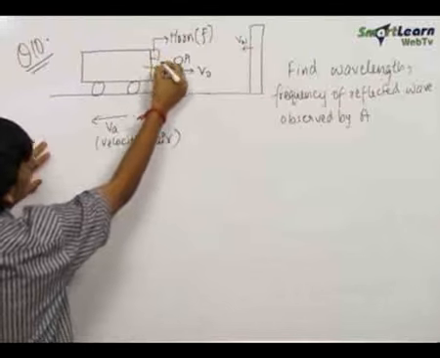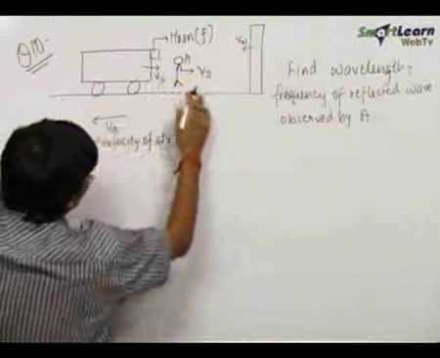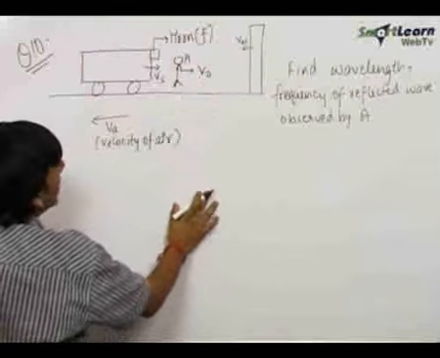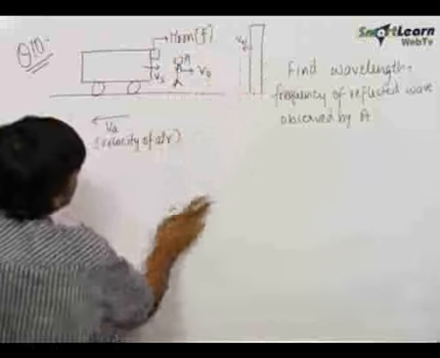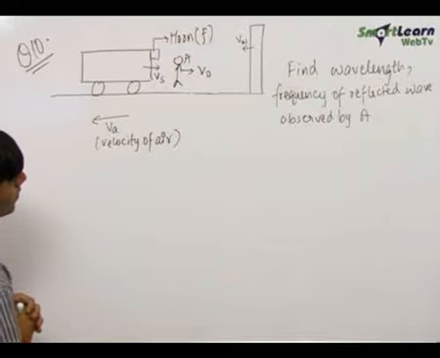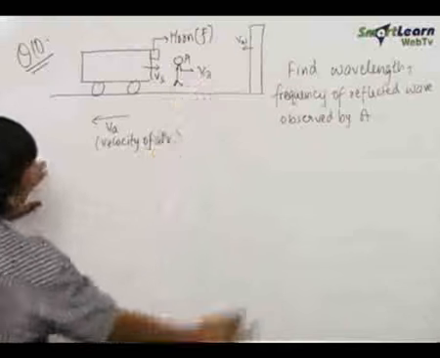This cart has a horn which is blowing with a frequency f, and we have an observer in front of the car, moving with a velocity V0 towards the right, and there is a wall in front which is moving towards the left with a velocity Vw. We need to find out the wavelength and the frequency of the reflected wave as observed by A.